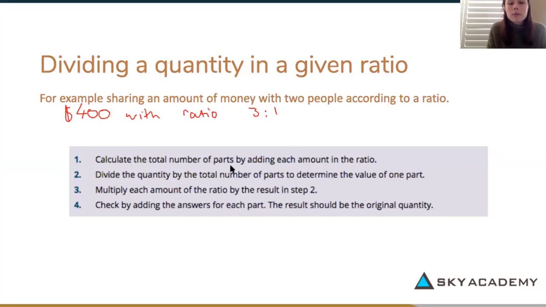Calculate the total number of parts by adding each amount in the ratio. So 3 plus 1 equals 4. So the total number of parts in my ratio is 4.